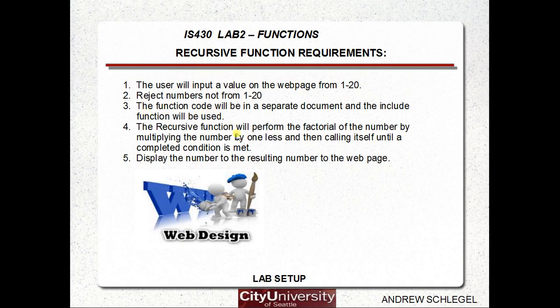Okay, so the recursive function will perform the factorial of the number by multiplying the number by 1 less and then calling itself until a completed condition is met. Like I said, I really went over that more than I wanted to, but although the code is, you can probably Google recursive function PHP and get it. So it is what it is. All right, so display the number to the resultant web page.